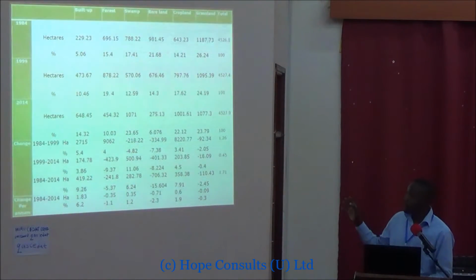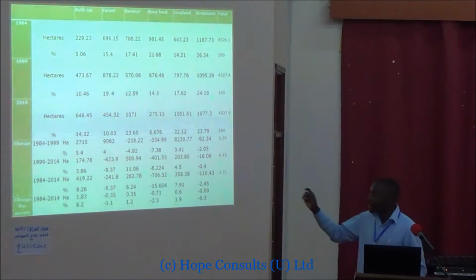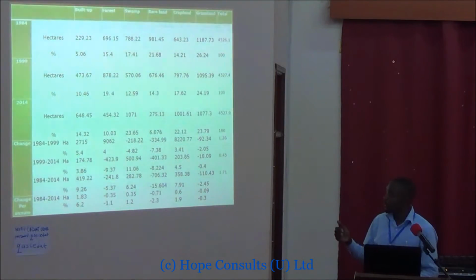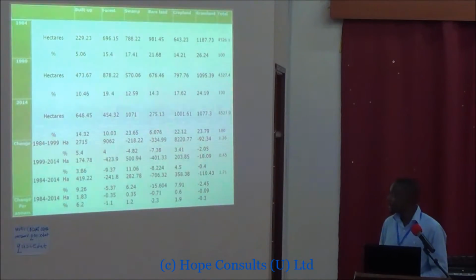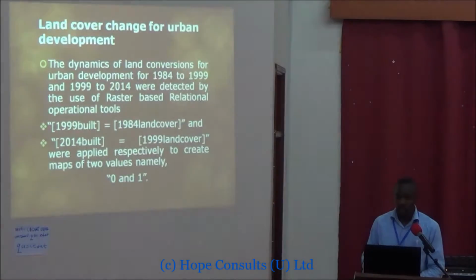And I came up with that. I quantified whatever I got out of that into this. The different classes were converted from pixels to hectares and then percentages. Then there was the percentage change for different periods, 1984 to 1999, 1999 to 2014, then the overall from 1984 to 2014. Then there was also the change per annum, how much each land cover was changing, whether negatively or positively, per year from 1984 to 2014.